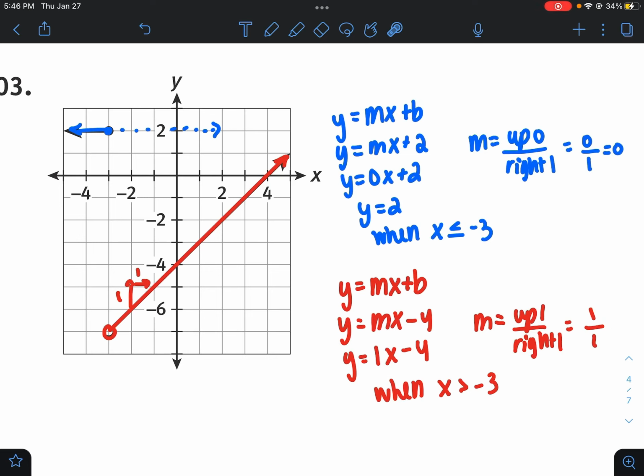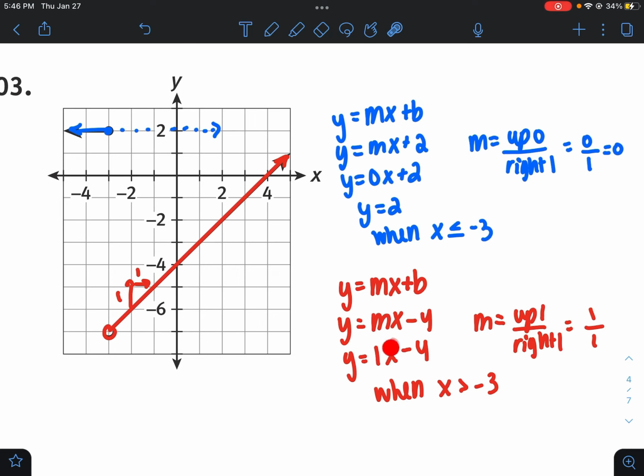All right? Then we take the red line here. Where is the y-intercept? That is at negative 4. So y equals mx minus 4. Then we have to figure out our slope, up 1, right 1. So y is equal to 1x minus 4.